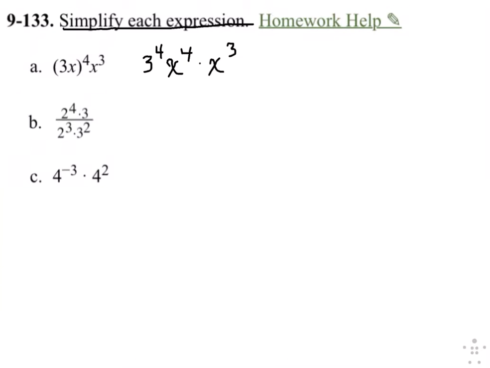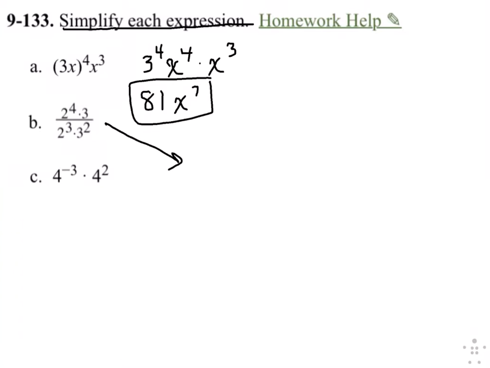This is for A. 3 to the 4th: 3 times 3 is 9, times 3 is 27, times 3 is 81. So that's 81x to the 7th. You cannot leave it as 3 to the 4th because it doesn't say that you can leave it in exponential form. Okay, for B, let's do B down here, right?